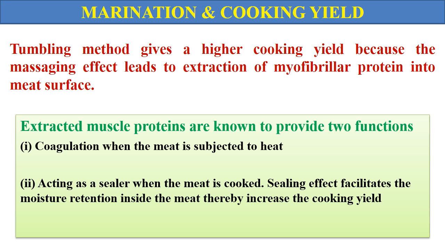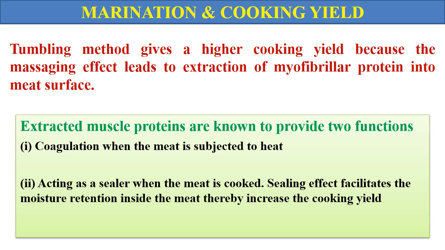So now we will see the effect of marination on cooking yield. In case of the tumbling method, it gives a higher cooking yield because the massaging effect leads to extraction of myofibrillar protein into the meat surface. During tumbling, there is a massaging effect which causes extraction of myofibrillar protein, which are salt soluble protein, and that comes to the surface. Now that has an advantage for meat yield.